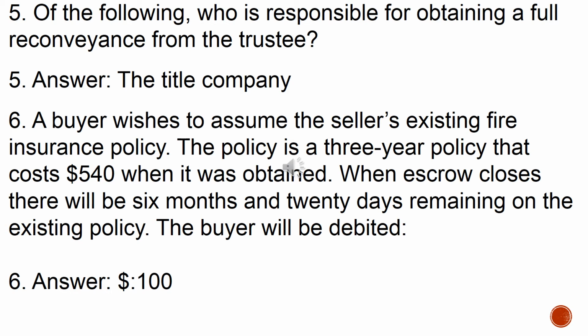Question number 6. A buyer wishes to assume the seller's existing fire insurance policy. The policy is a 3-year policy that cost $540 when it was obtained. When escrow closes, there will be 6 months and 20 days remaining on the existing policy. The buyer will be debited. Answer, $100.